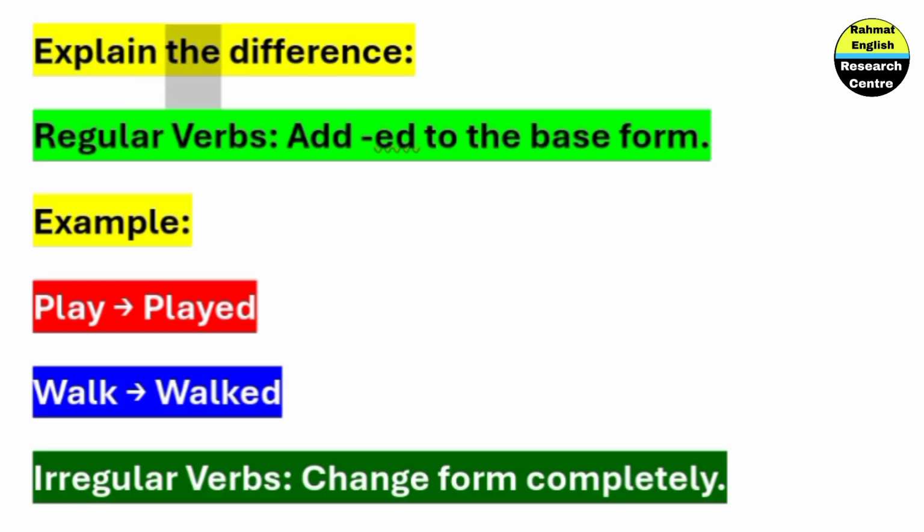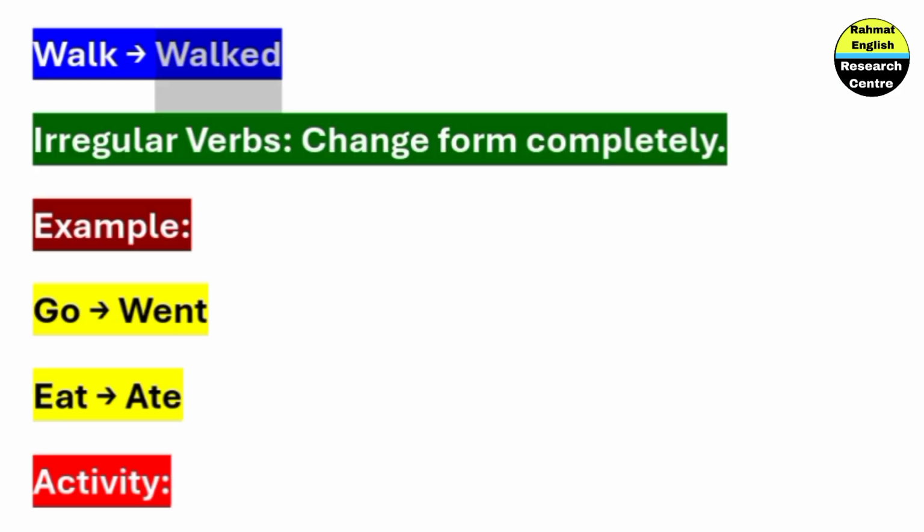Regular and irregular verbs. Explain the difference. Regular verbs, add -ed to the base form. Example. Play, played. Walk, walked. Irregular verbs change form completely. Example. Go, went. Eat, ate.